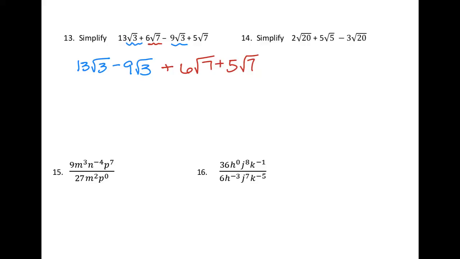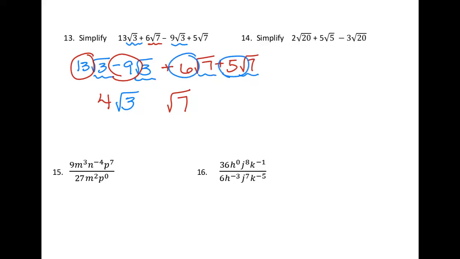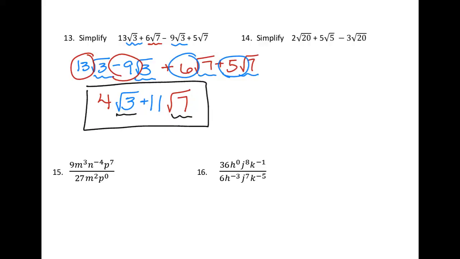And you keep the radical when they are the same. It's like a variable. So you keep the radical 3 and you combine 13 minus 9 in front, and that gives you 4. For the other one, you keep the square root of 7 and you combine the coefficient in front. 6 plus 5 is 11. That's a positive 11. Can I combine these two? Do they have the same radicand? No. So you cannot combine them. So this is your final answer.